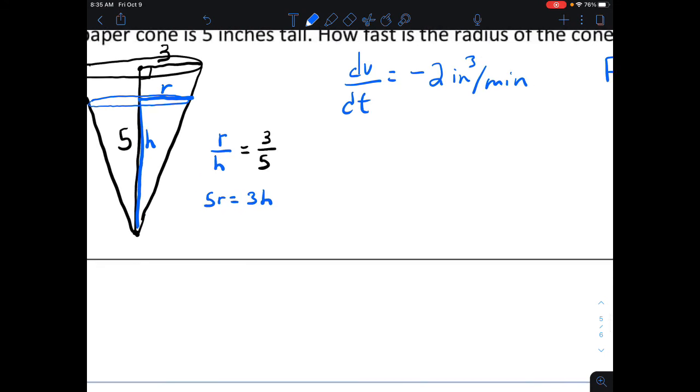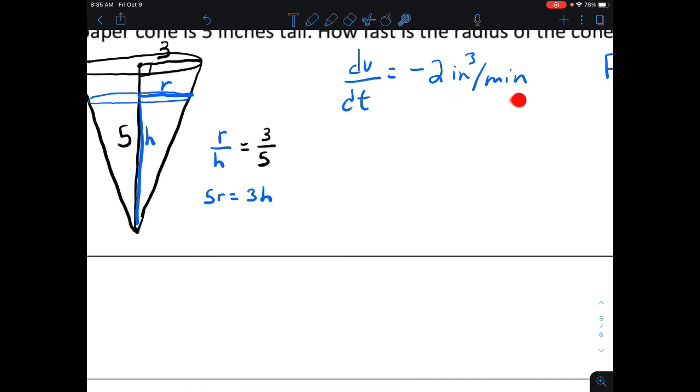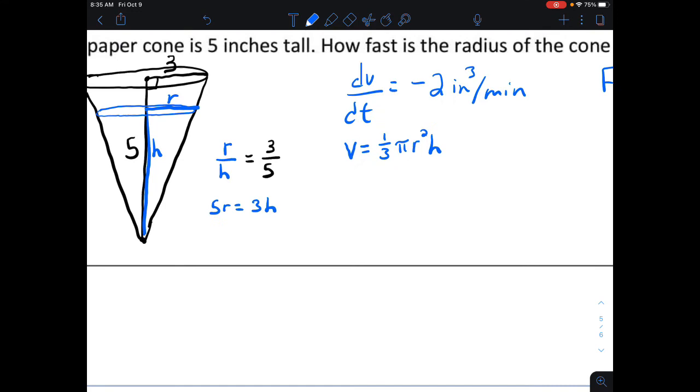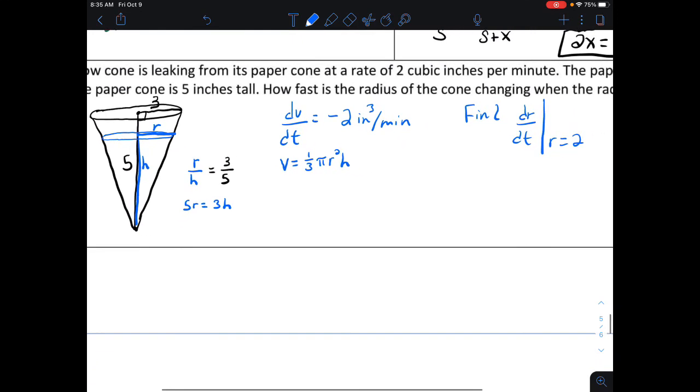Now we'll go over to our negative 2 inches cubed per minute. This is a unit of the rate of change of volume. So I need to write a formula for the volume of a cone and then take its derivative. The volume of a cone is equal to 1/3 pi r squared h. Before I take the derivative, we need to look at what information we have. We know that r is equal to 2 somewhere. We also want to know what dr/dt is. Notice how there's no reference to the rate of change of the height.